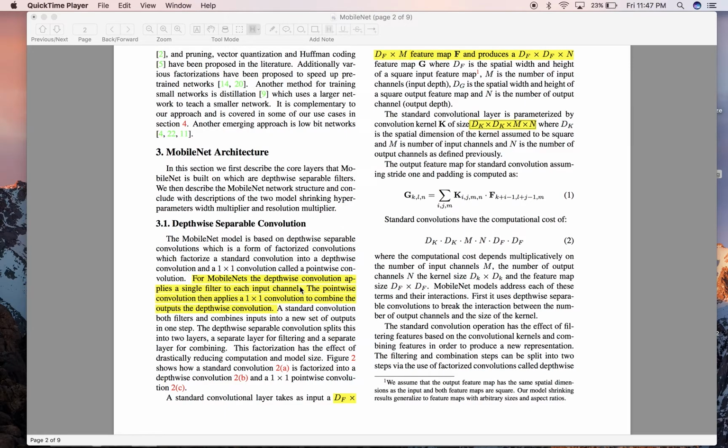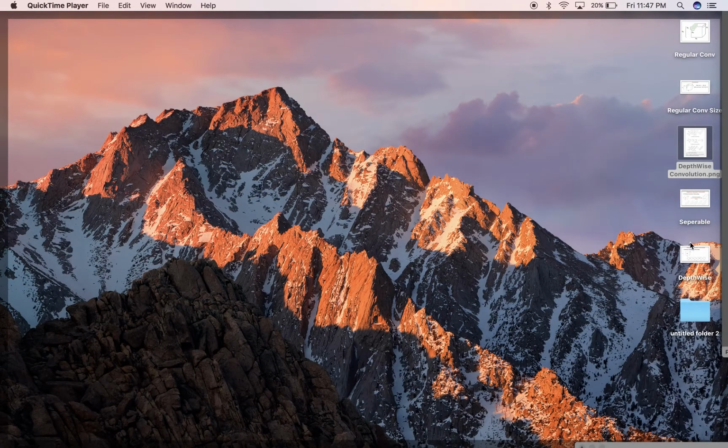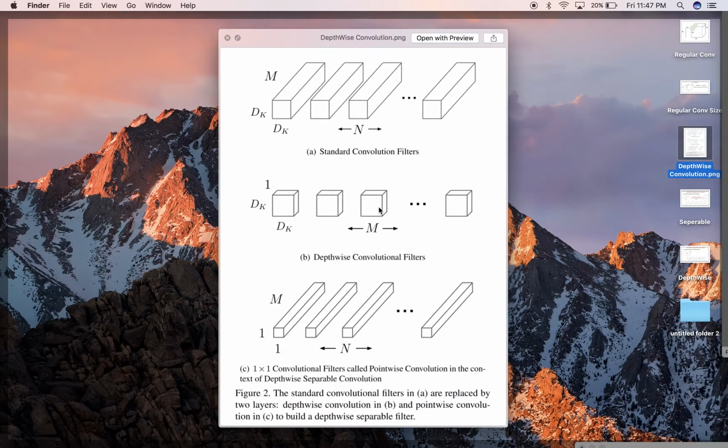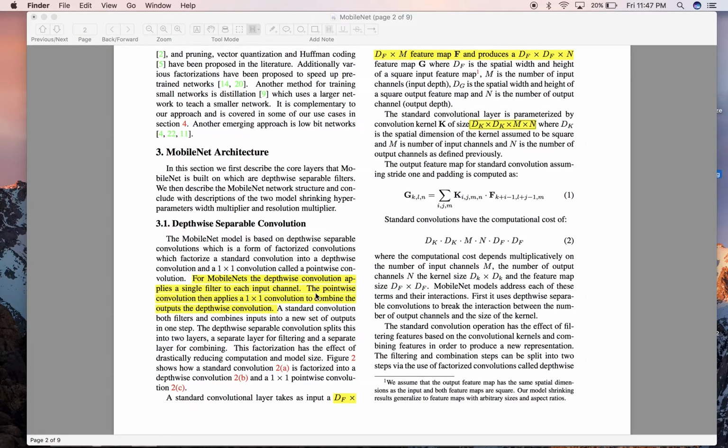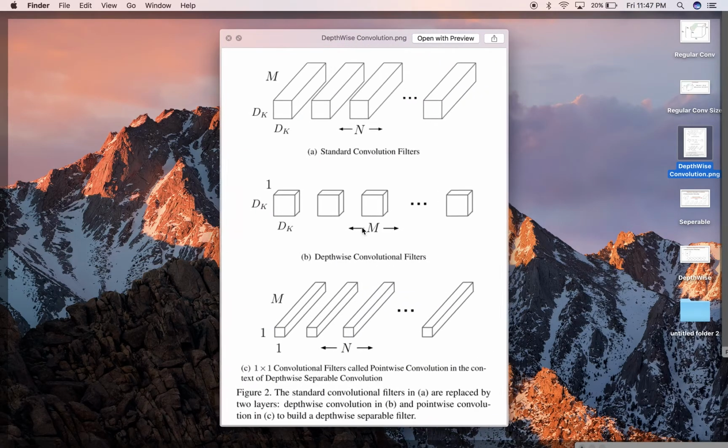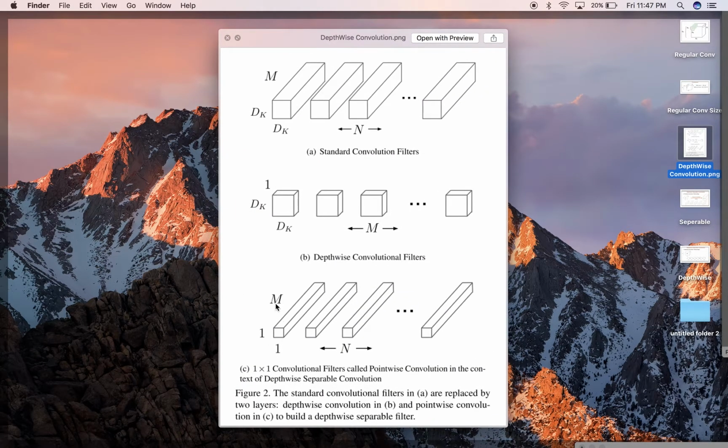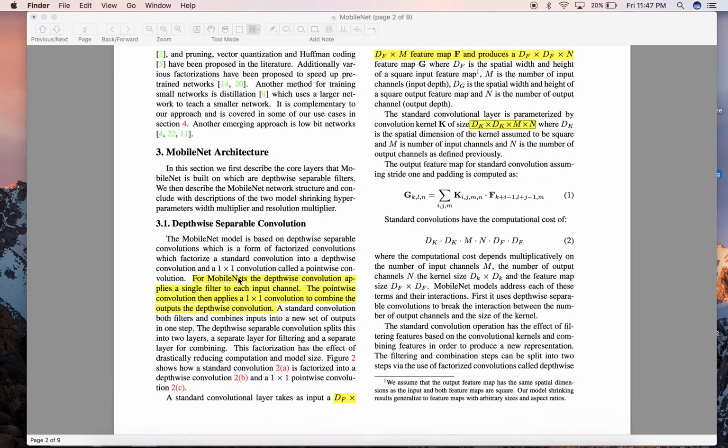So what does he mean by depthwise and pointwise? So he just called this the depthwise convolution and this the pointwise convolution. And also when he says we apply a 1 into 1 convolution, he actually means 1 into 1 into m. So he's not mentioning the m over there.